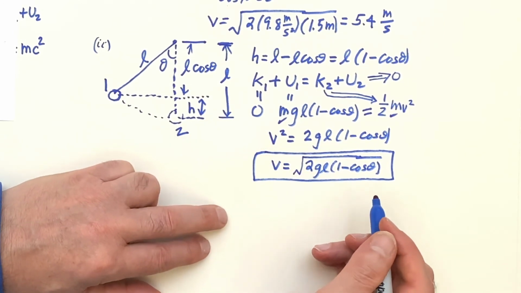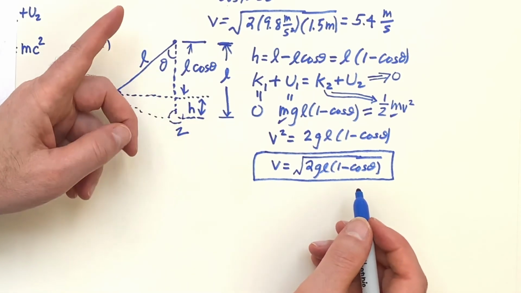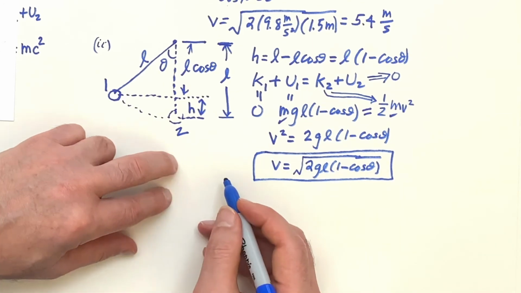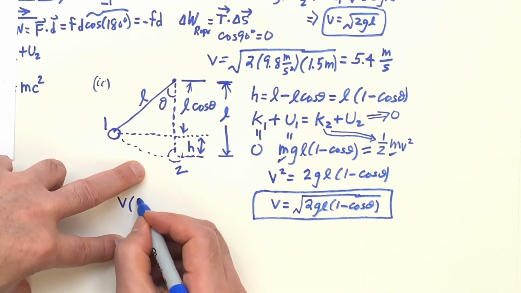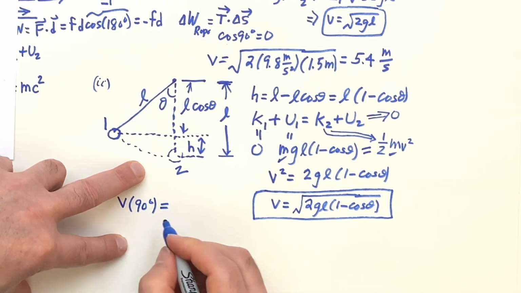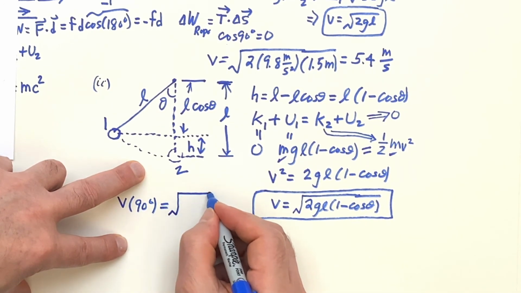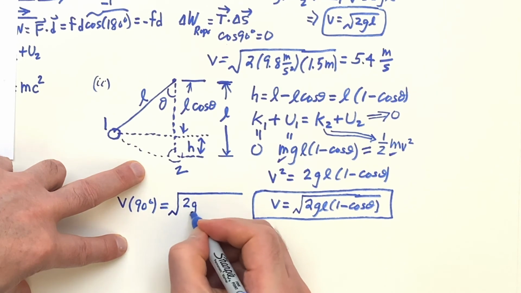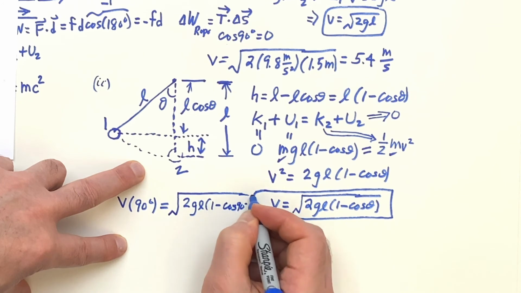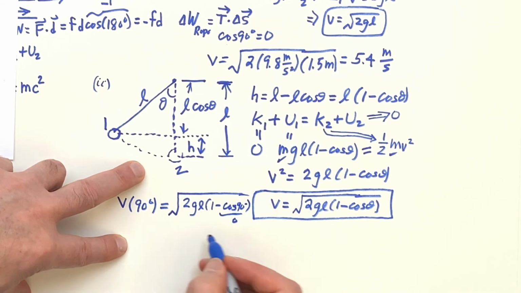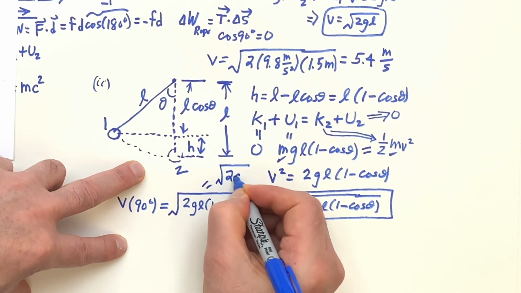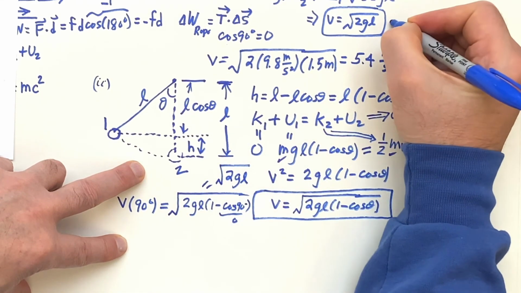Now, it's nice to just check the answer. Do we get the answer we had before when theta is 90? Let's check the extreme, say 90 degrees. So I would have the square root of 2gL times 1 minus the cosine of 90. And the cosine of 90 is 0. So I would get the square root of 2gL, which is what I got earlier.